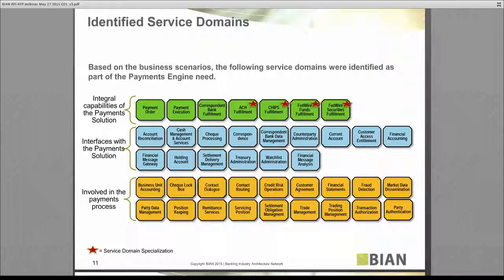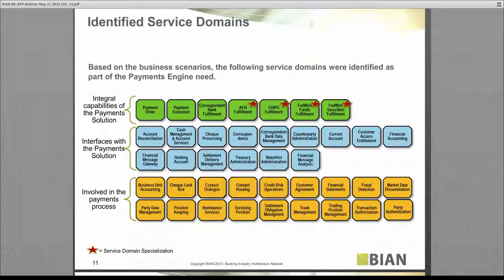In addition, through the business scenarios, we also identified the service domains that must interact with the payment solutions. As we migrate from business capabilities and processes to overall solutions, the technologies that provide these capabilities must also be identified as part of the overall initiative to do any kind of modernization.